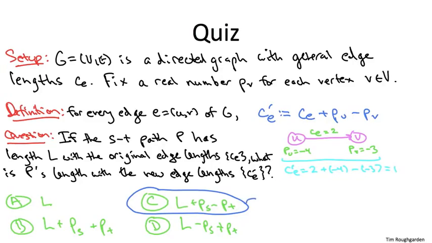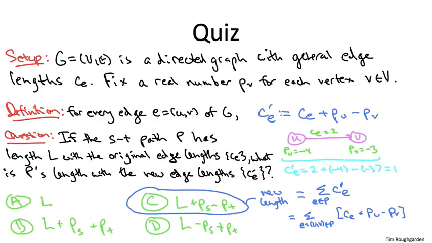This follows by a simple calculation. So the new length of the path P is, of course, just the sum over the modified edge lengths, the sum over the c primes of the edges in P. So now we just expand each term in terms of its definition. So remember, the new edge length c prime of e is just the original length c sub e plus the weight associated with the edge's tail, u, minus the weight associated with its head, v.